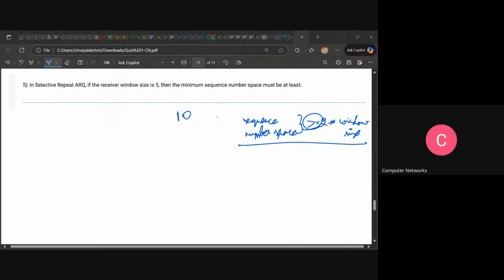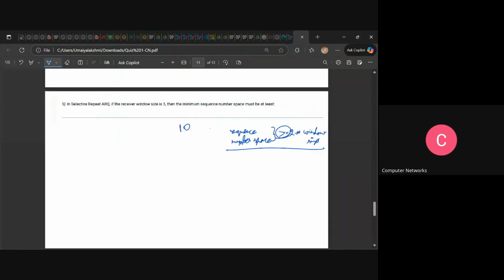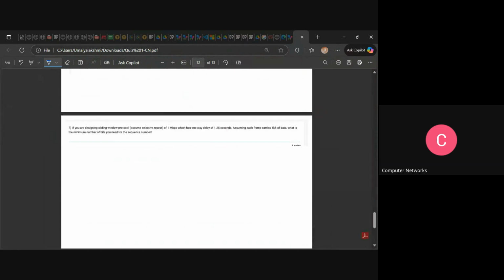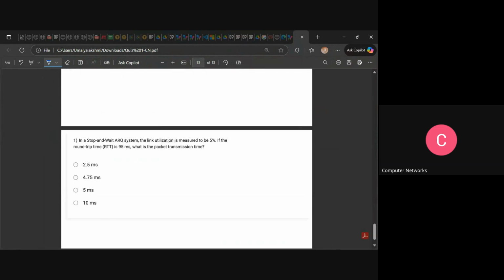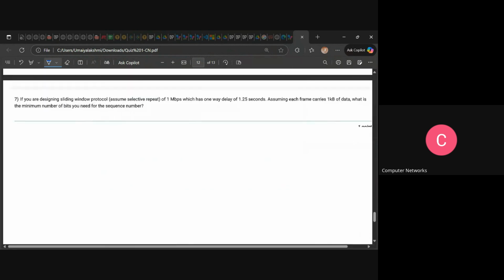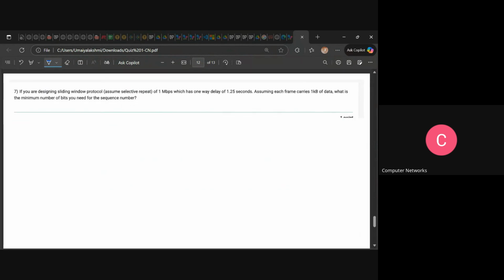I hope that is clarified, right? Okay. So here we have a sliding window protocol. They said that we have a 1 Mbps link which has a one-way delay of 1.25 seconds, and each frame carries 1 kilobyte of data. So what is the minimum number of bits you need for a sequence number?